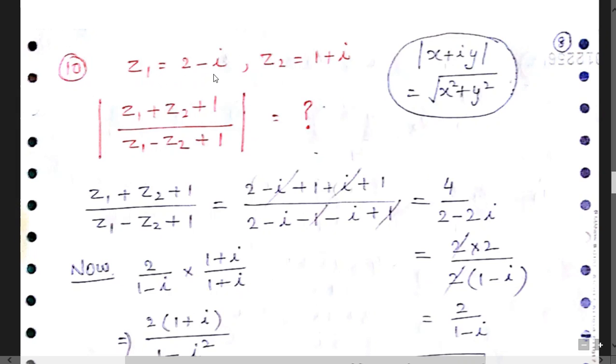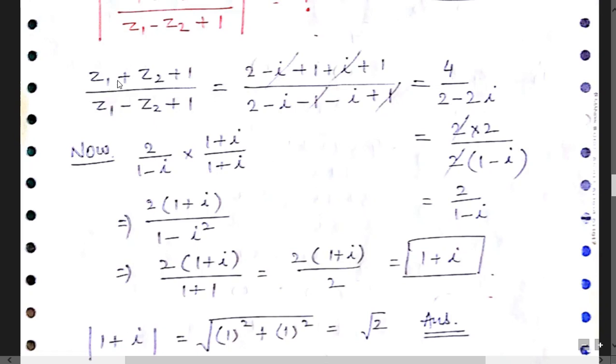Question number 10. Z1 is given to you as 2 minus i and Z2 is 1 plus i. You have to calculate the modulus of (Z1 plus Z2 plus 1) over (Z1 minus Z2 plus 1), which is equal to question mark. Now what is the meaning of modulus? Modulus means square root of x squared plus y squared.